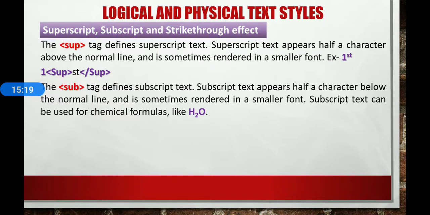Next is the SUB tag, the subscript. It defines the subscript text. Subscript text appears half a character below the normal line and is sometimes rendered in a smaller font. Subscript text can be used for a chemical formula, just like H2O. We can use it like this: H, then SUB and /SUB around the 2, then O. The 2 will display in subscript, just below the normal text line, just like H2O.